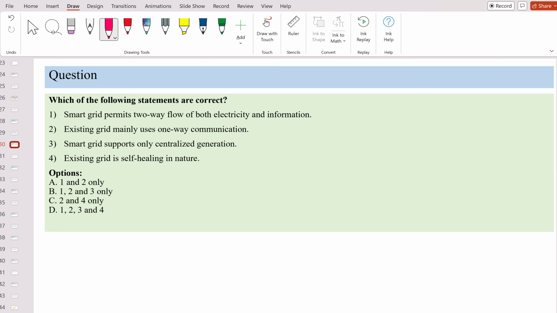Okay, let's wait for a few more seconds. Option A, option A. That is true: the smart grid permits two-way flow of electricity and information. That is true: the existing grid mainly uses one-way communication. The statement that the smart grid supports only centralized generation is false. You have distributed generation also, and centralized generation as well. The statement that the existing grid is self-healing in nature is false. The smart grid has the feature of a self-healing process. So the third and fourth are incorrect, so option A is correct.